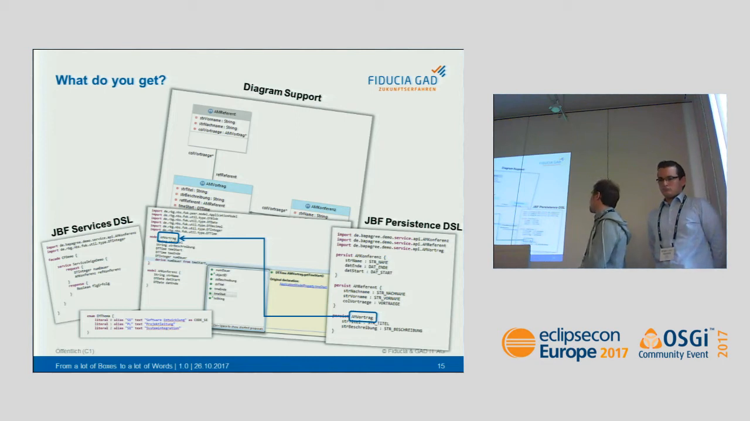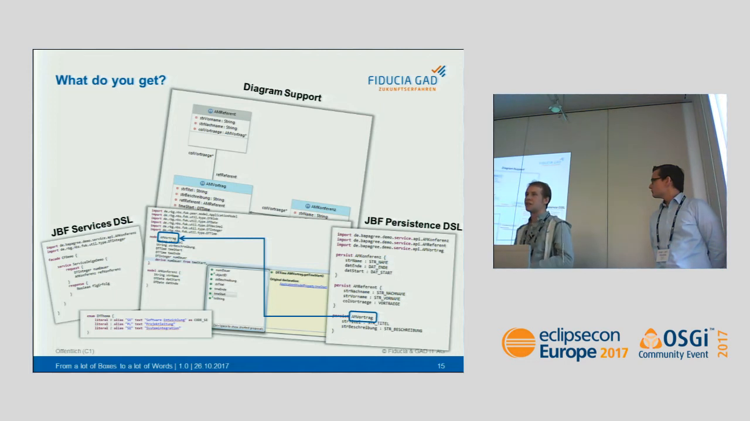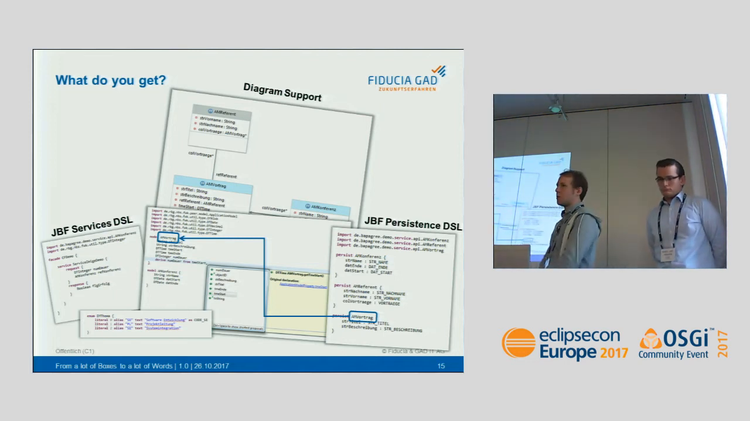And the JBF persistence DSL, which is used to annotate the complex data types with metadata like how to map a certain class to a table, how to map a certain property to a column, how to map inheritance structures to tables, and so on. We also added the diagram support. As you can see here, it almost looks like a simple UML class diagram, which makes it easy for users to adopt it and to use it.